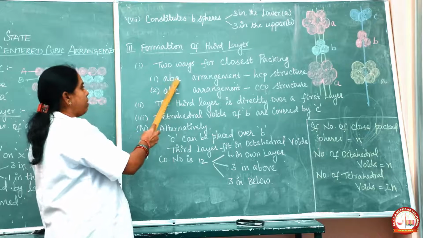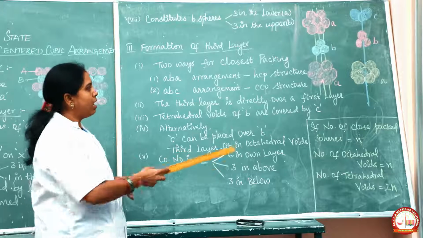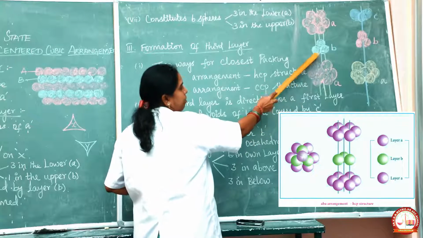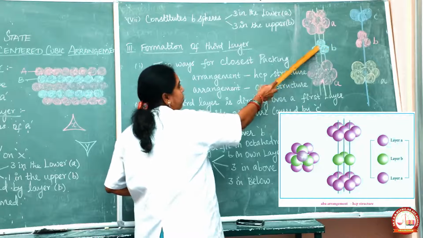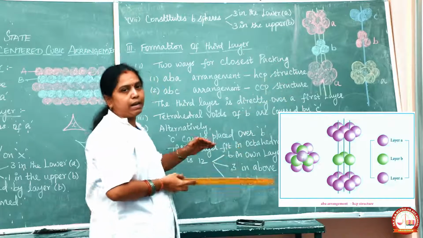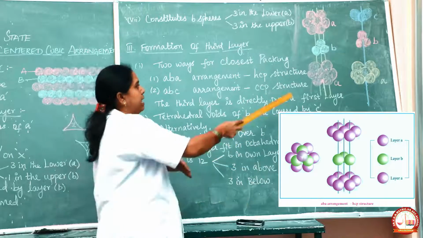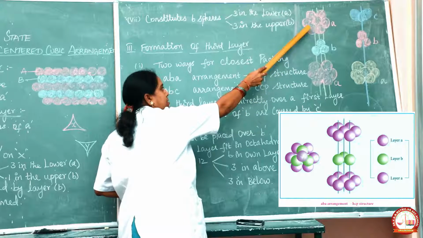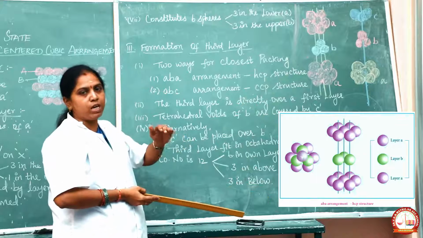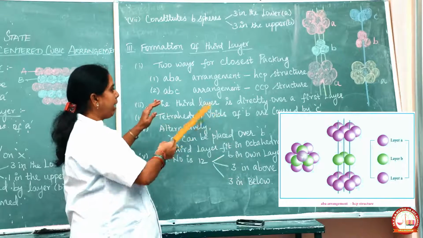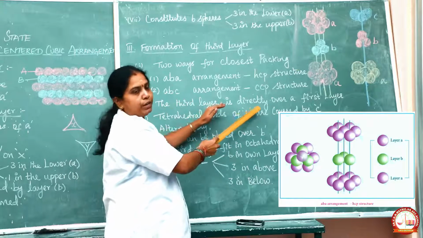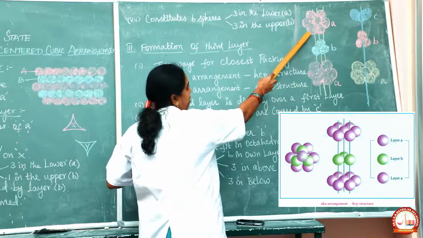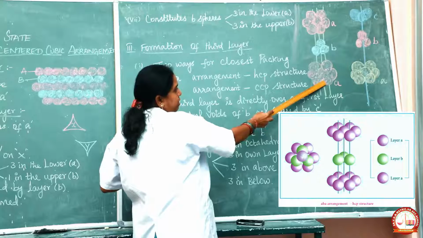First, in the case of ABA arrangement, we have placed the first layer, and in the depressions of the first layer we have placed the second layer. We are going to place the third layer in the depressions of the second layer such that the tetrahedral voids of the second layer are covered by the spheres of the third layer. Now the third layer is directly fitted over the first layer, so the third layer we have placed is similar to the first layer.